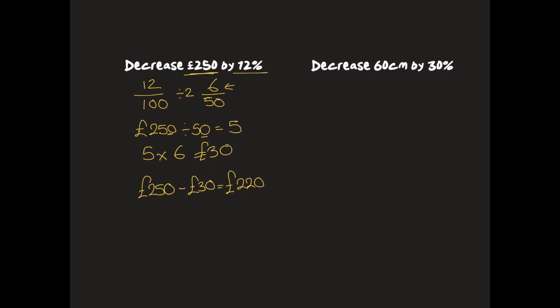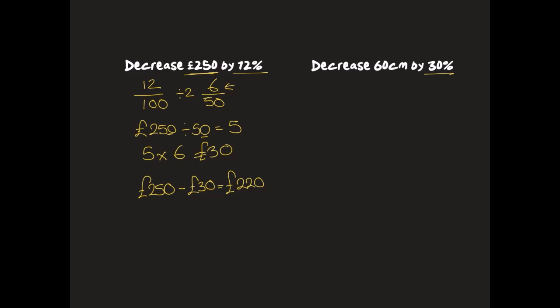Okay, so if you want to pause the video now and try the next one, so find your 30%, so change your 30% into a fraction. You may want to simplify that down a little. And then once you've divided by the bottom times by the top, your last step will be to take whatever answer you get away from 60 centimeters.